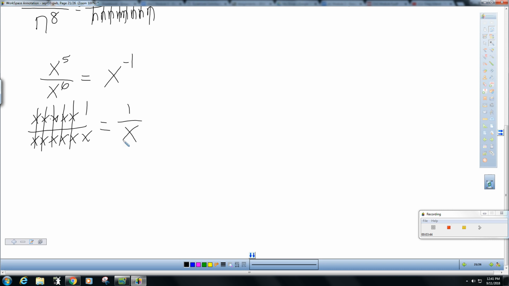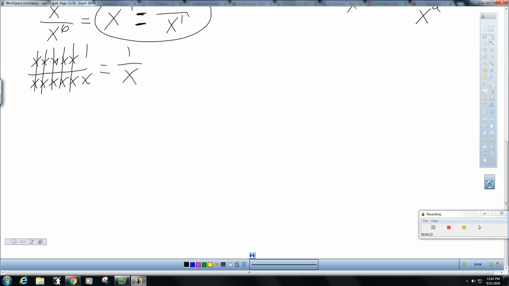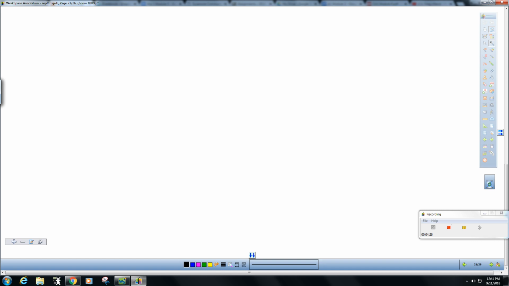Well, great. Now we know that x to the negative 1st is the same thing as 1 over x to the 1st. Okay, these are synonymous, they're the same thing. So what is our rule? X to the negative a is the same thing as 1 over x to the a. These are the same thing. You know I don't even like rules, but in this particular section they're important.